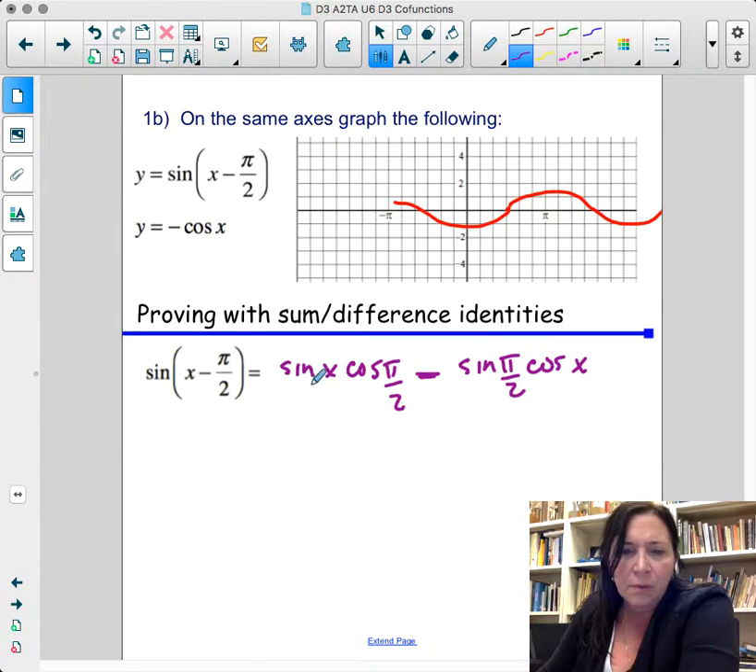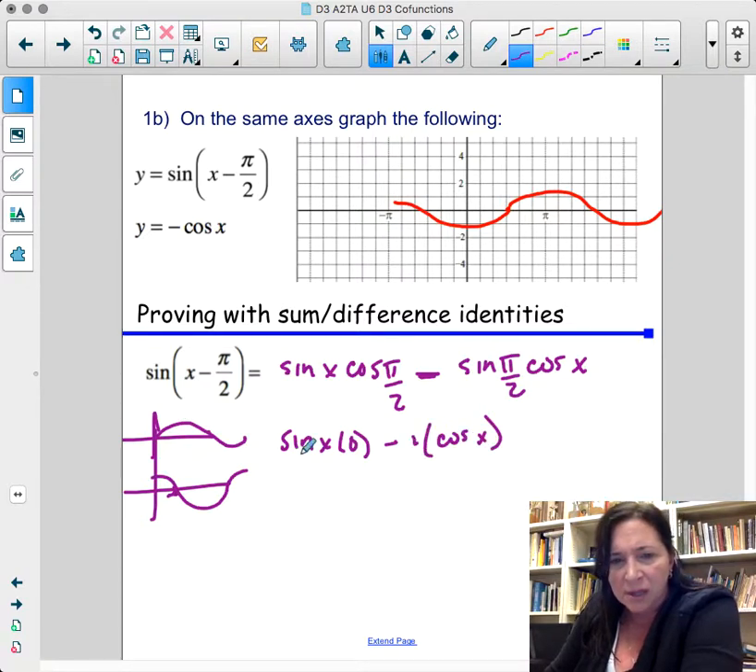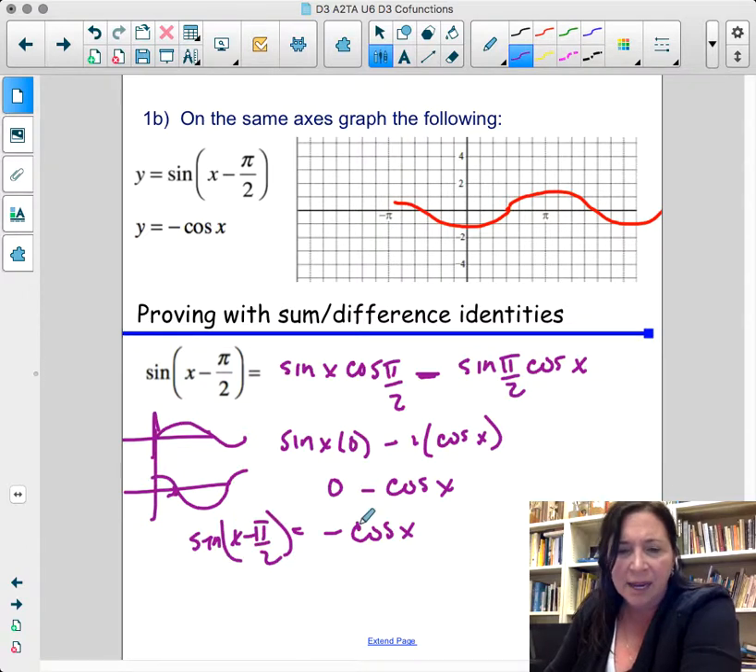And so, well, we know cosine of pi over 2 is 0. So this is sine of x times 0 minus sine of pi over 2. Now sine of pi over 2, if this is my graph, sine goes like this, right? Pi over 2 is 1. So this is 1 times cosine of x. So we have 0 minus cosine of x, which is negative cosine of x. So therefore, sine of x minus pi over 2 is equal to negative cosine of x.